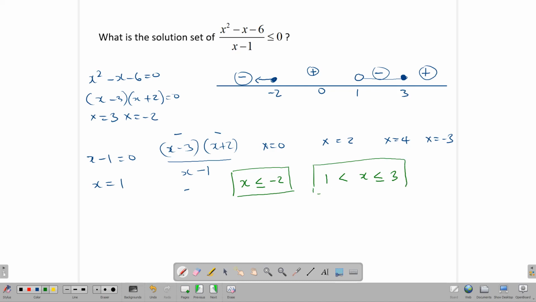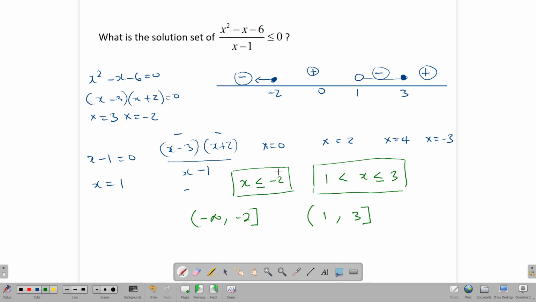And we can also write them alternately as, since x is less than -2, then we know that x is heading toward -infinity. And we start at -2. -2 is included, so we use the square bracket. And in this case, x lies between 1 and 3. This one can't be included, so we use a curved bracket. And 3 can be included, so we use a square bracket on that side.